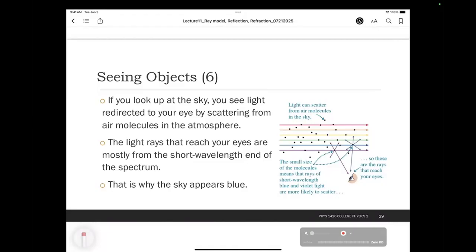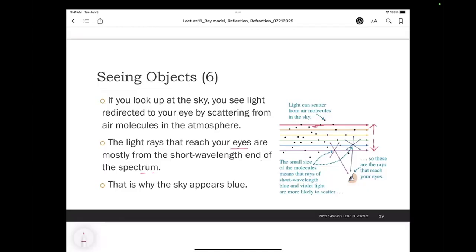If you look up at the sky, you see light redirected to your eye by scattering from air molecules in the atmosphere. The light rays that reach your eyes are mostly from the short wavelength end of the spectrum, and that is why the sky appears blue. You can see here, this is a long wavelength, close to red. This is a short wavelength, close to blue and violet.